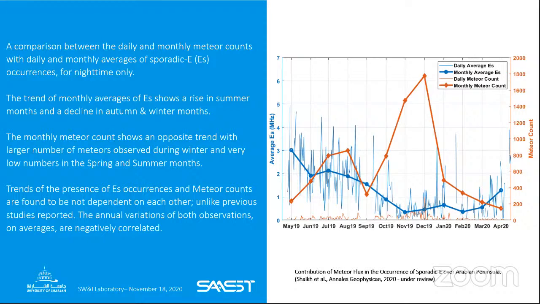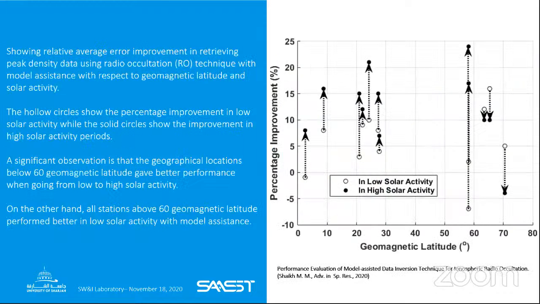Up till now, the data shows that at our location in Sharjah, there is no connection between the meteor counts and the ES intensity. And with that, the question remains why we have this ES layer in Sharjah in low solar activity. So we have to look in another direction, maybe at some other datasets later on.